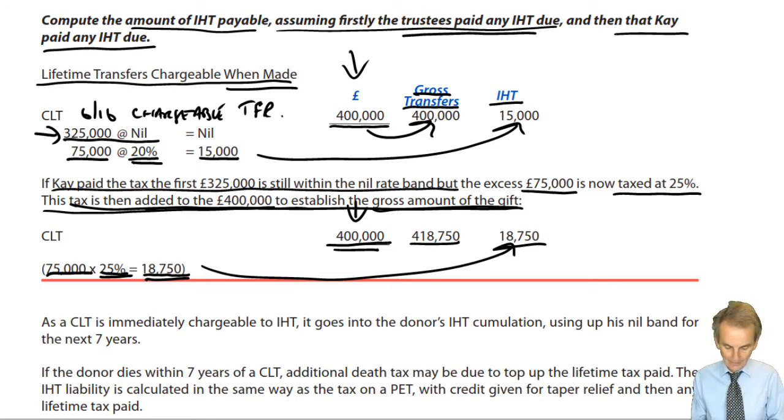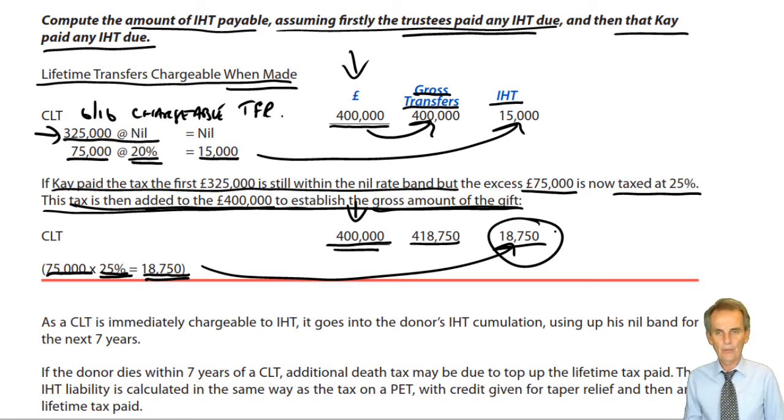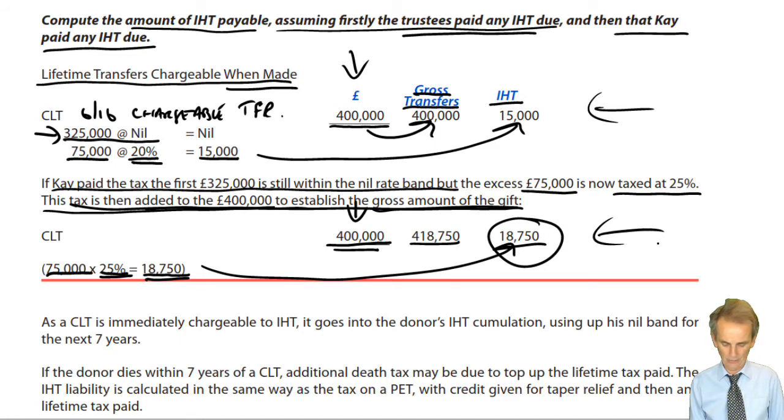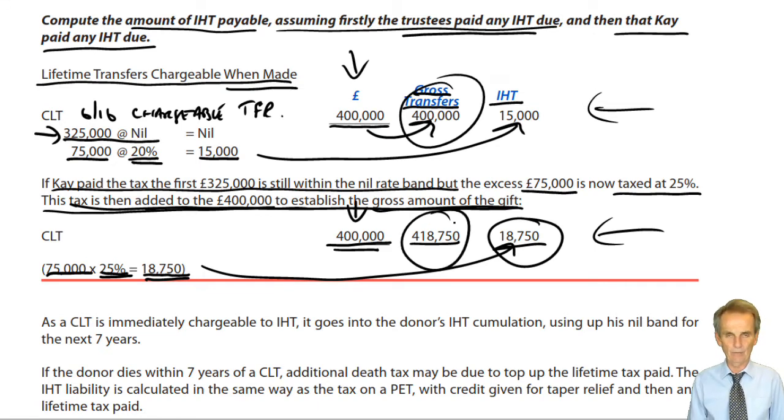Now, given that we're tackling objective testing questions, so there are no marks available in relation to the computations, you may think that, well, all I need to know is that figure. And if the only figure they wanted was the amount of tax payable in lifetime on the CLT, that would be fine. But if we're dealing with a Section B problem that takes you from what are the lifetime transfers chargeable when made, these CLTs, and how much tax was payable, here you needed to know, was it a gross transfer, was it a net transfer? And you need to establish the gross amount of such transfers, either 400 or now in this case 418,750.